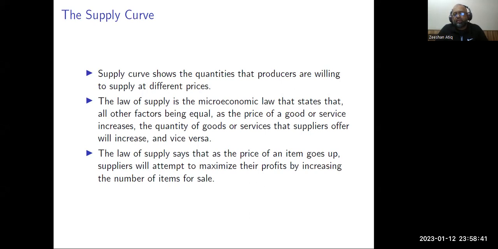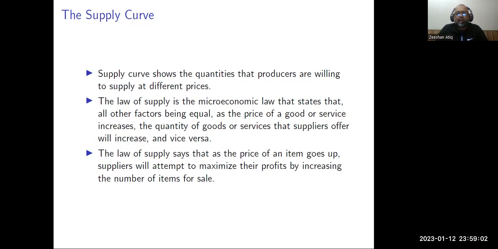In microeconomics, this law states that all other factors being equal, and when we say all other factors being equal, we mean that the cost of production, the price of other commodities, technology, etc. are the same, as the price of the good or service increases, the quantity of the good or service that a supplier offers will increase, and vice versa.